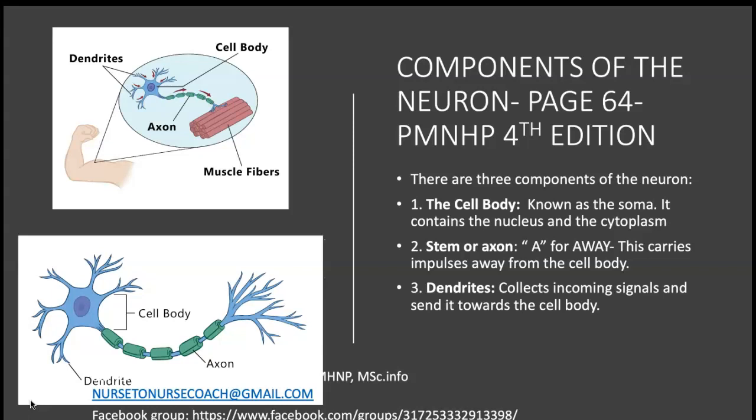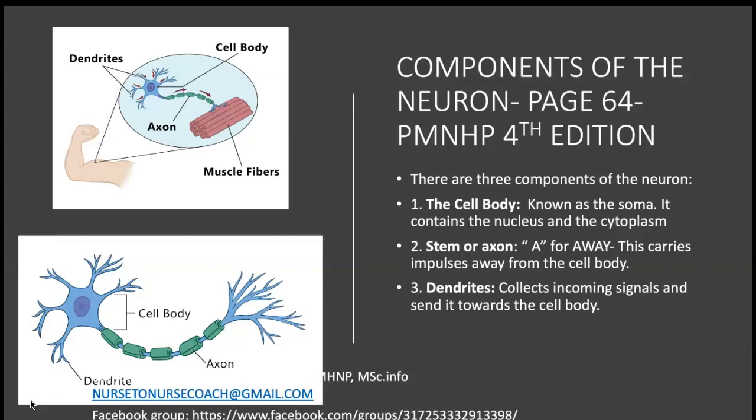Let's get started. So, components of the neuron. On page 64 of the PMHNP guide, 4th edition, there are 3 components of the neuron. We have the cell body, we have the axon, and we have the dendrites. The cell body is also known as the soma. It contains the nucleus and the cytoplasm. The axon carries impulses away from the cell body. When you think axon, think of the letter A for axon, and it takes impulses away from the cell body.